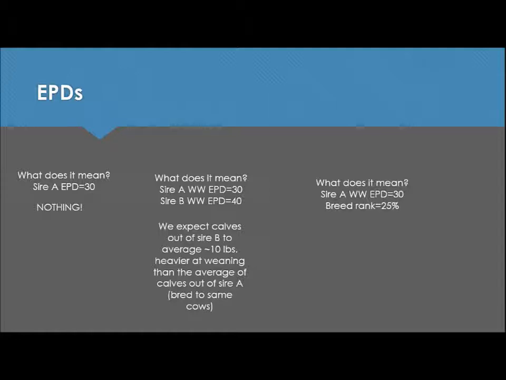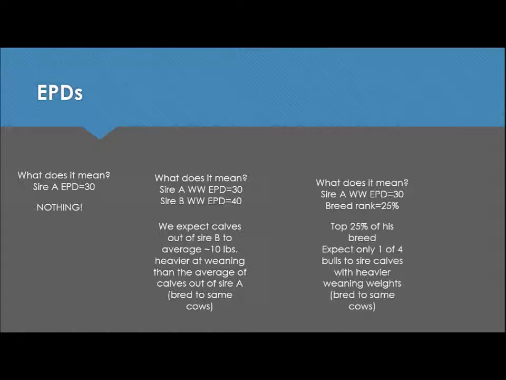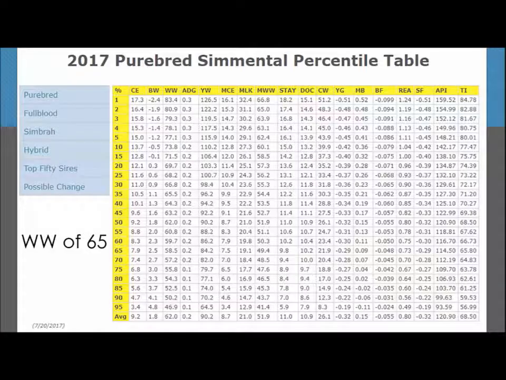So if we said that a weaning weight EPD of 30 was in the top 25% of the breed, we would expect that about 1 out of 4 bulls would sire calves with heavier weaning weights if we bred them to the same set of cows. And one of the questions I got a lot in extension was, how on earth do I find those numbers? Unfortunately, they're really large tables, but they're really easy to find. You just Google the breed and percentile rank table, and it'll almost always bring it up in the very first hit.